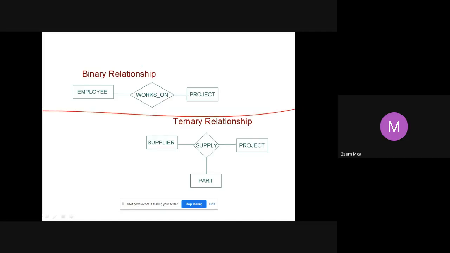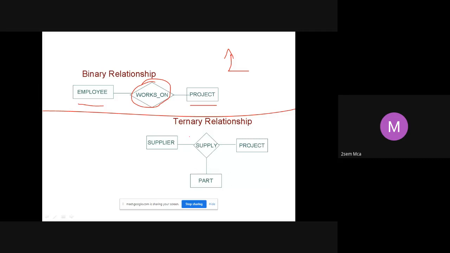Now this is a binary relationship. Works on is a binary relationship. Always degree is associated with relationship, not with entities. Please remember that. So what is the relationship here between employee and project? It is works on. In this relationship works on, how many entities are involved? There is one employee entity and the project entity. So there are 2 entities involved, so you call it a binary relationship.